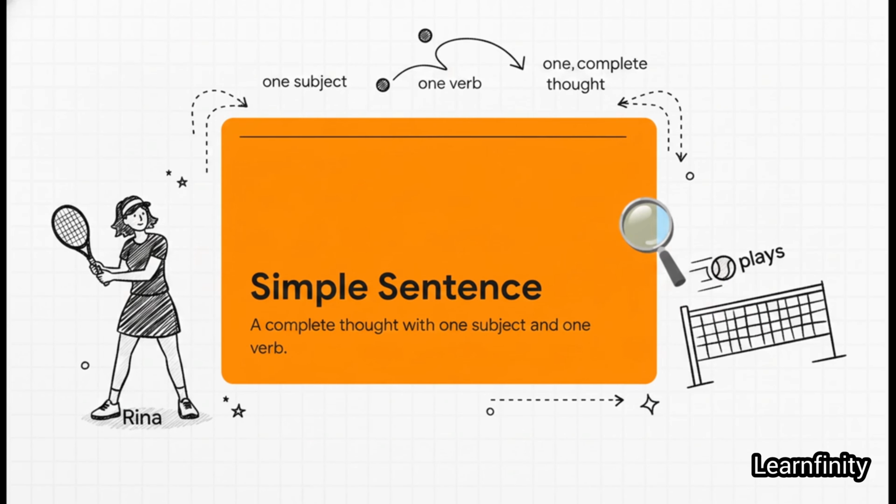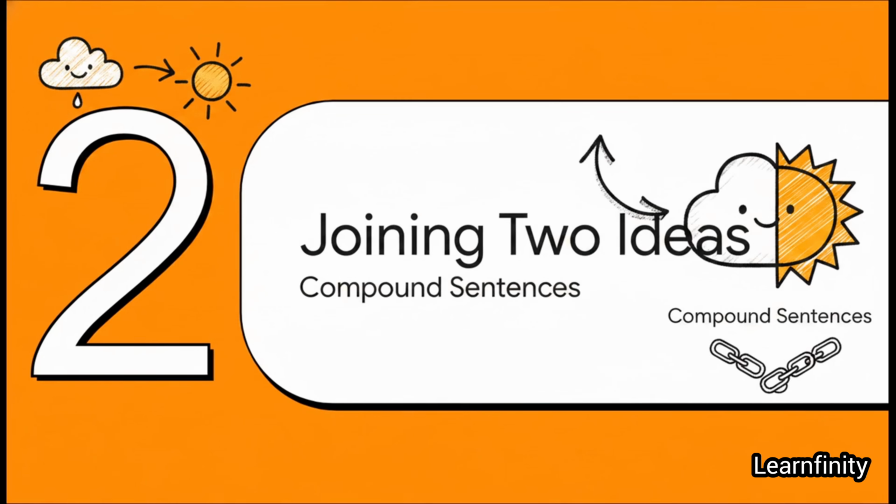So, what is it that makes "Rina plays cricket" a simple sentence? Well, it's got just one subject, that's Rina, and just one verb, plays. But the most important thing, it expresses one single complete thought. That's it. Simple sentences are great.